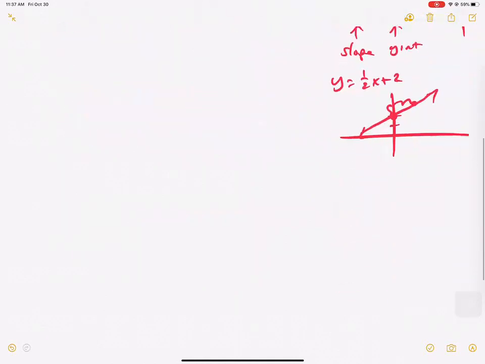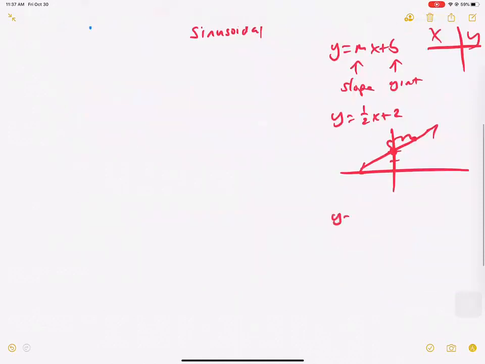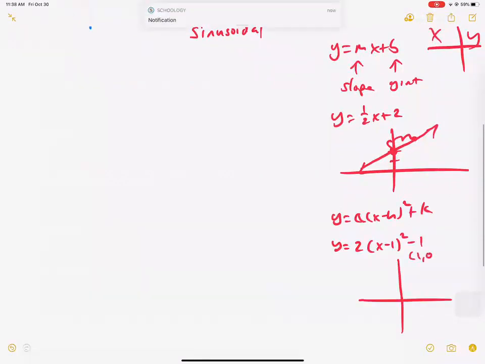In Algebra 2, we looked at parabolas, and we said y is equal to a(x minus h) squared plus k in vertex form. Let's say y is equal to 2(x minus 1) squared minus 1. You said the vertex was 1 comma -1. And then you said, hey, if it's a 2, 1 step over, 2 steps up, 1 step over, 2 steps up. And then you had your parabola in a matter of seconds.